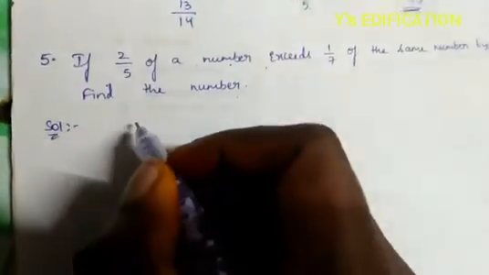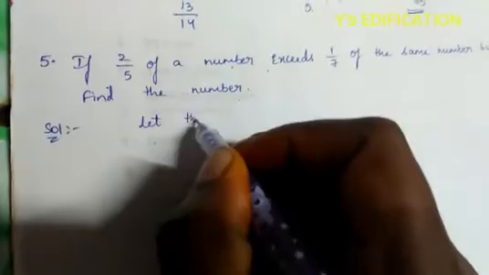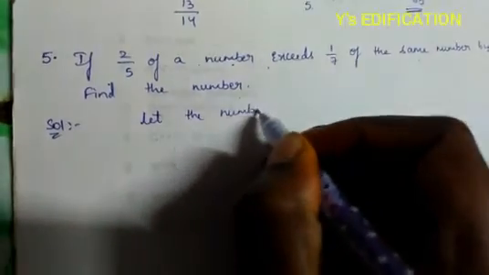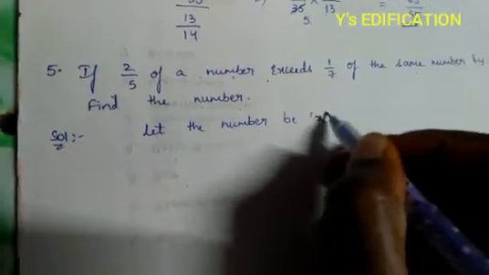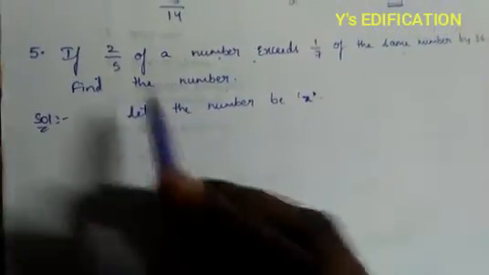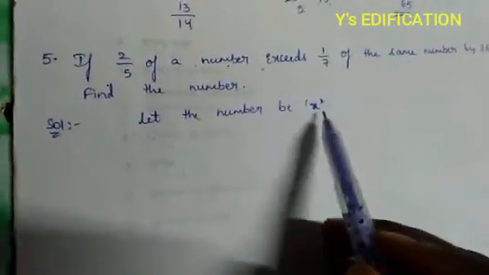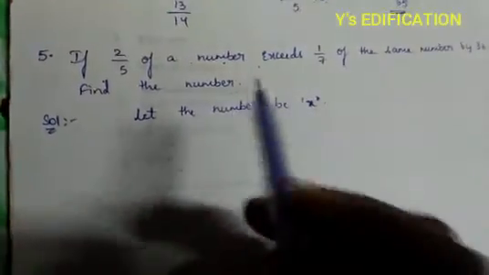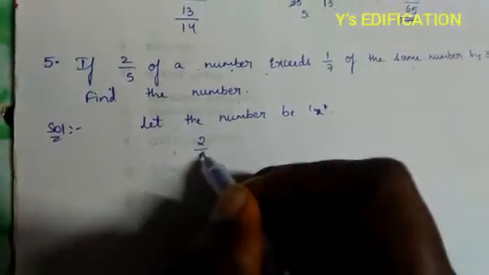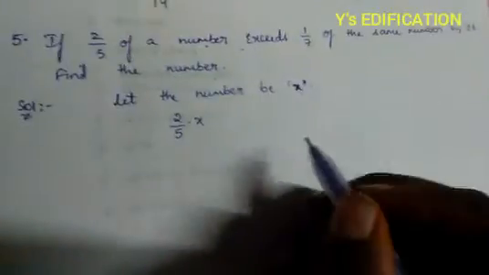So let us assume that number as x. Let the number be x. We don't know the number, so I am going to take that number as x. So 2 by 5 of a number. So the number now is x. Of a number means it's a product. So 2 by 5 into x.